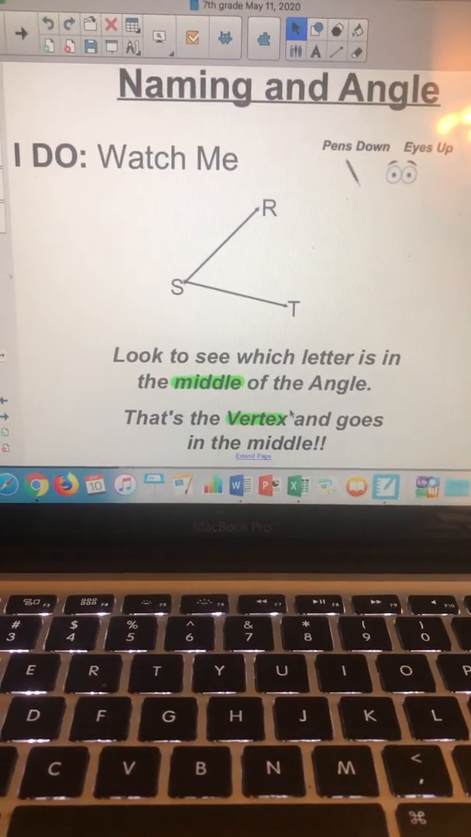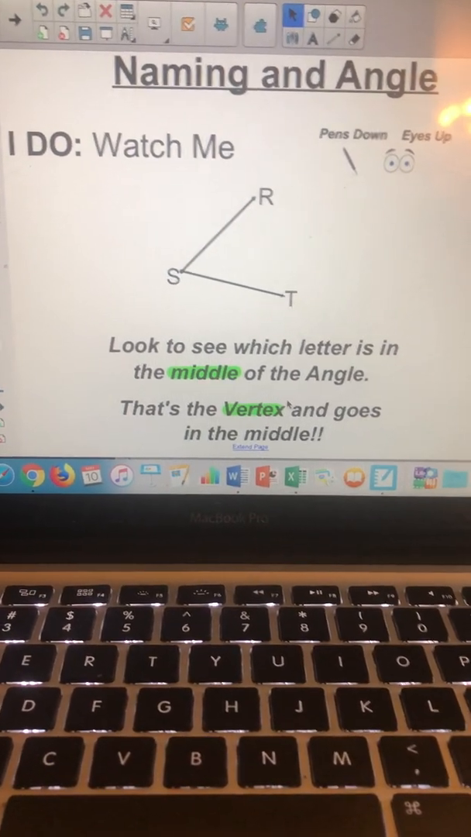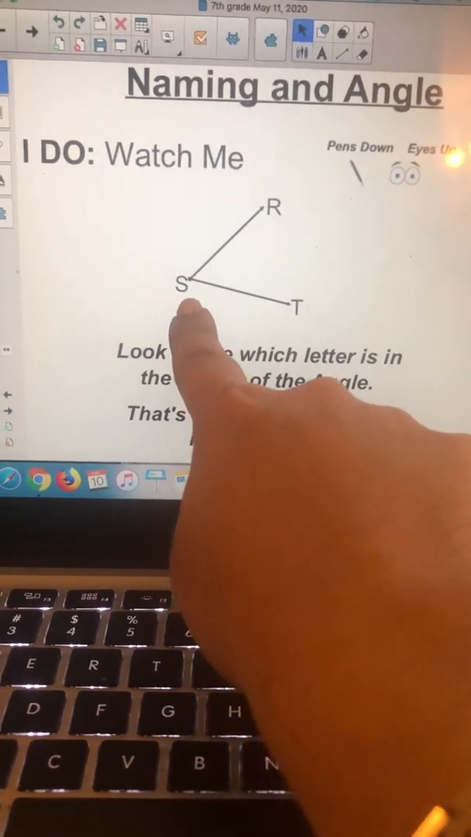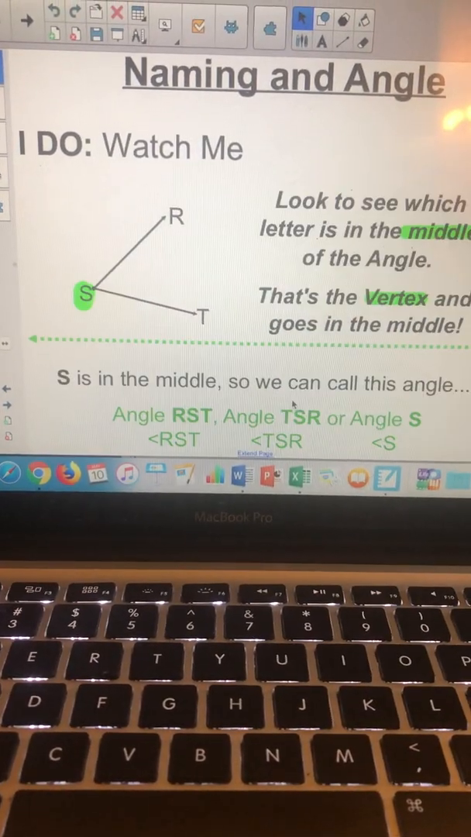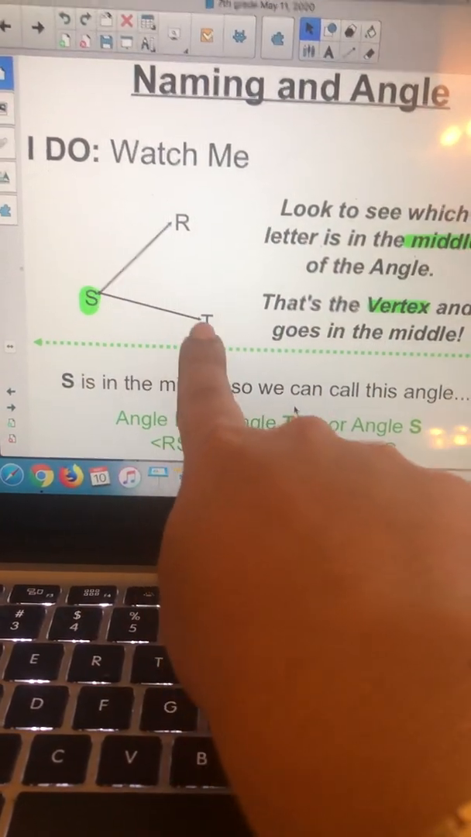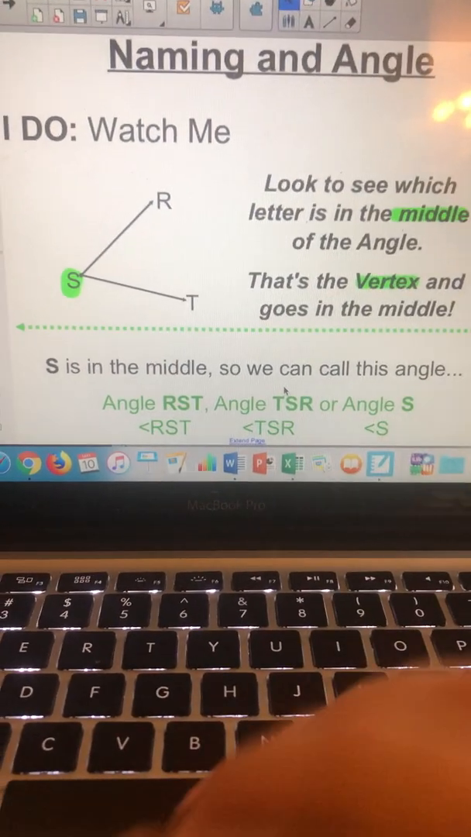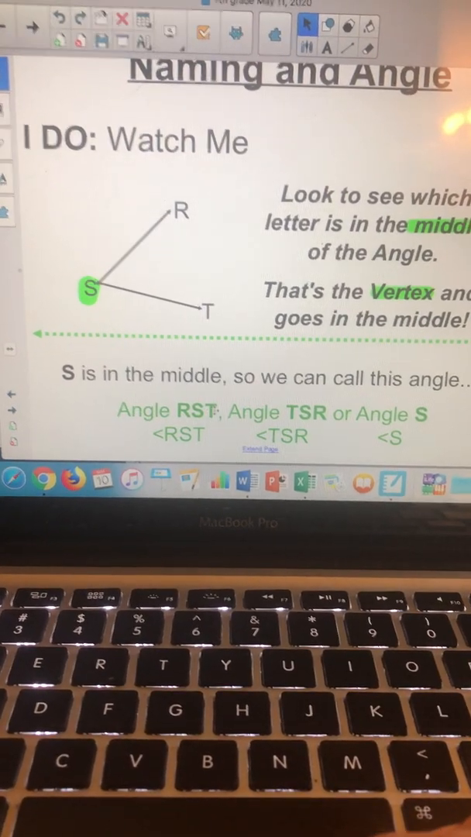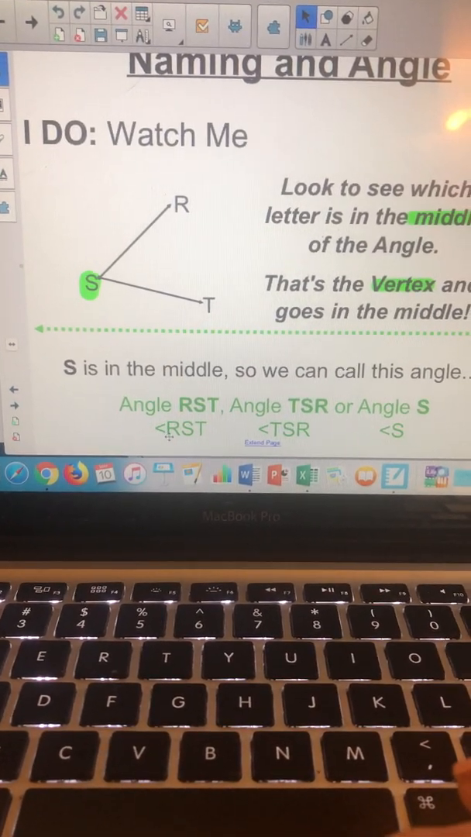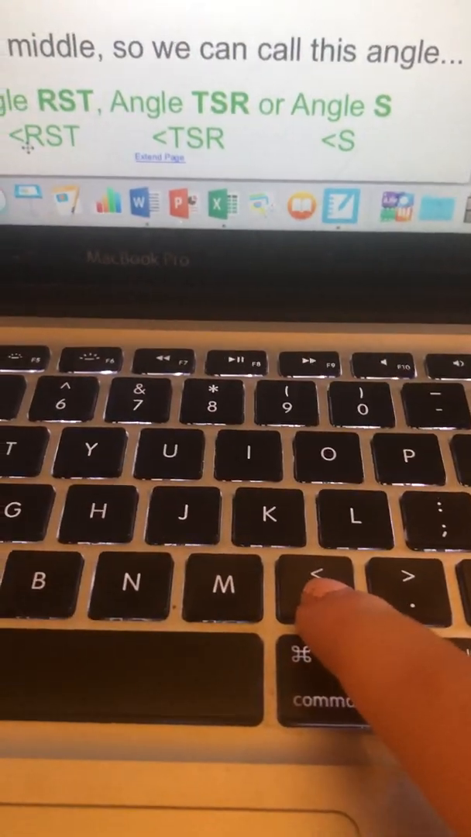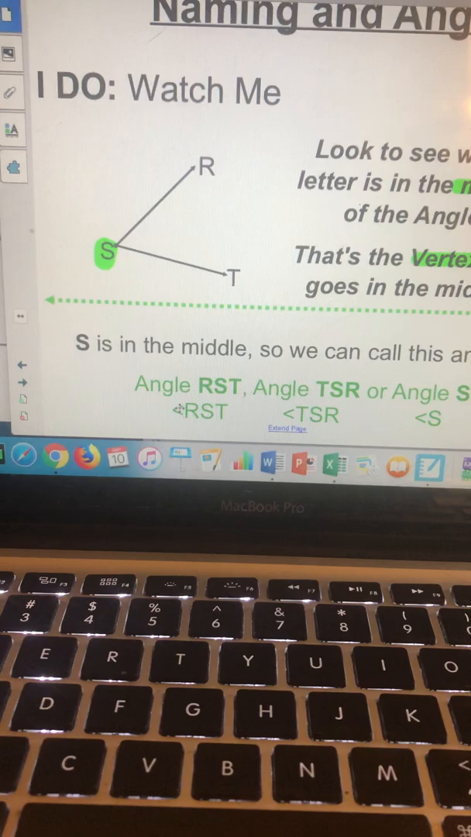If this angle was provided, the first thing I want you to do is look for the middle of the angle. So the middle of the angle is S. When we name this angle, we can call it angle S because it's the vertex, or we can name it RST or TSR, okay, as long as the vertex remains in the middle. You can use the word angle to name the angle, or you can use the symbol with the arrow that kind of points to the left. It's here on your keyboard. If you press shift, that symbol will come up. Okay, so both are acceptable.